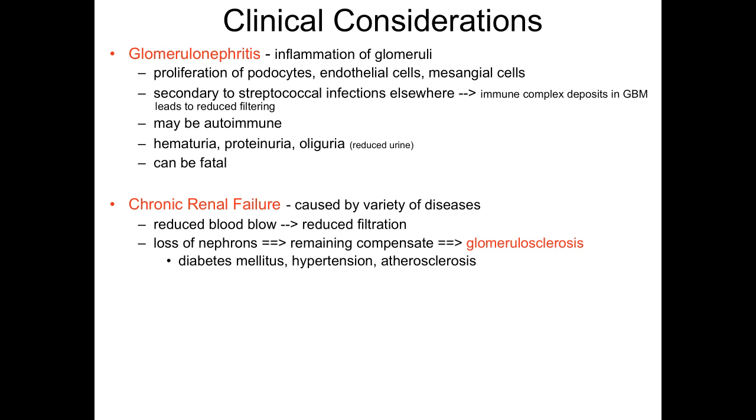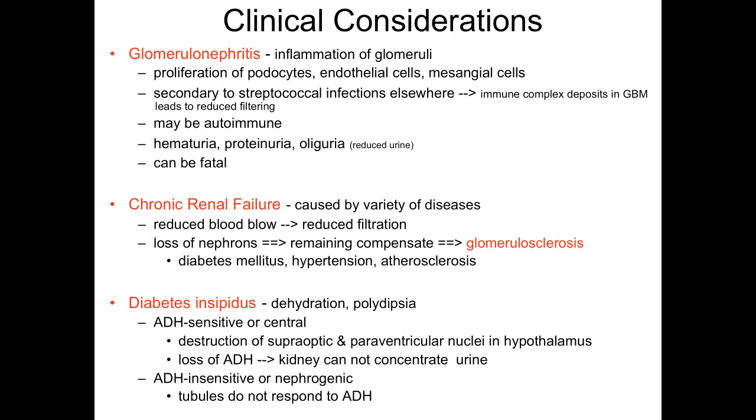Chronic renal failure can be caused by a variety of conditions. We just mentioned polycystic kidney disease, but chronic renal failure is significant in that it can lead to reduced blood flow and hence reduced filtration. Over time, with chronic renal failure, you get loss of nephrons. The remaining nephrons will try to compensate. Over time, you may see secondary conditions like glomerulosclerosis. Chronic renal failure is often part of the sequelae of diabetes, of hypertension, and of atherosclerosis.